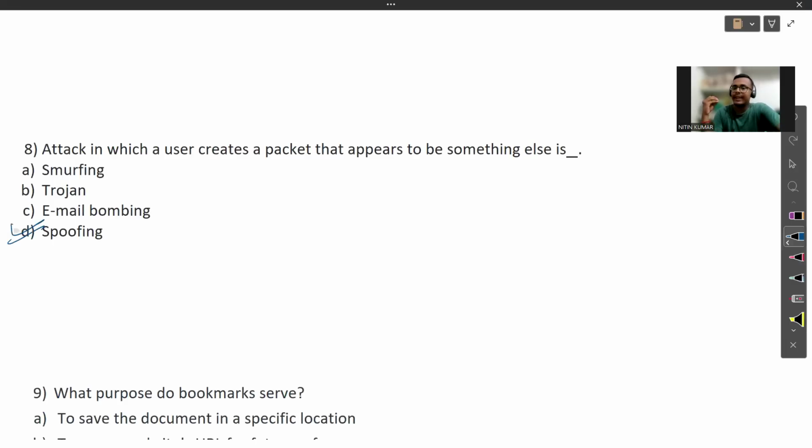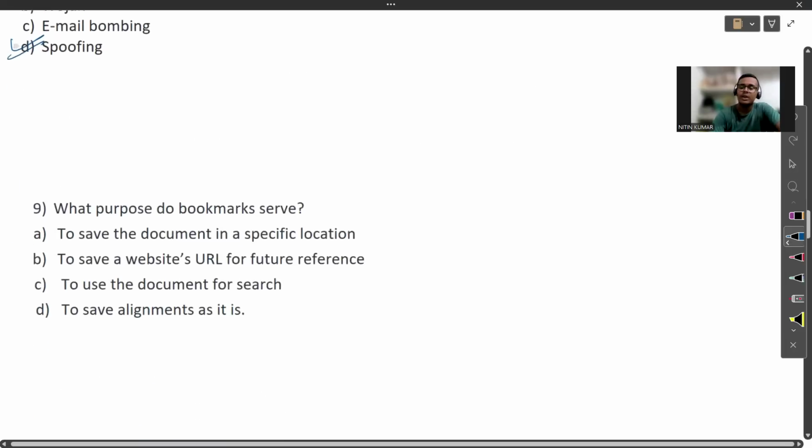The malicious packet that you receive would seem to be something else, but it is not that. It is just an attacking malicious packet. This term is called spoofing. Email bombing we already discussed. Trojan is malicious software that appears to be legitimate, but it is not. And smurfing is again a distributed attack kind of thing, which we can discuss in a detailed video, but for now the correct answer is spoofing. Now let's move to the next problem.